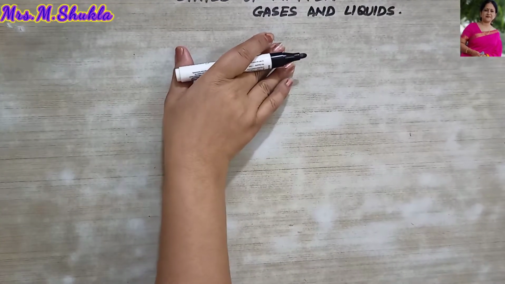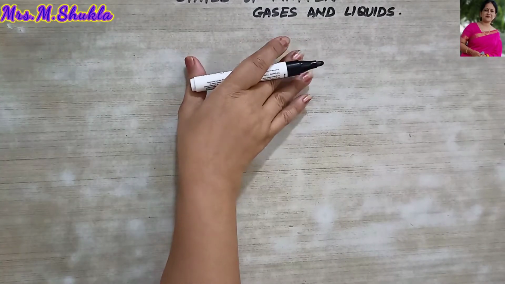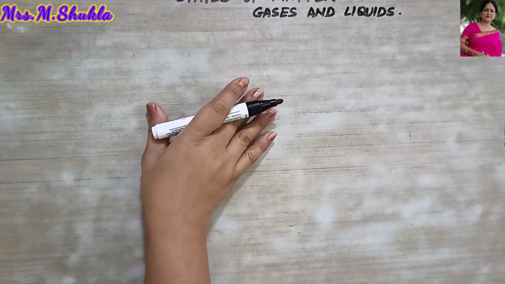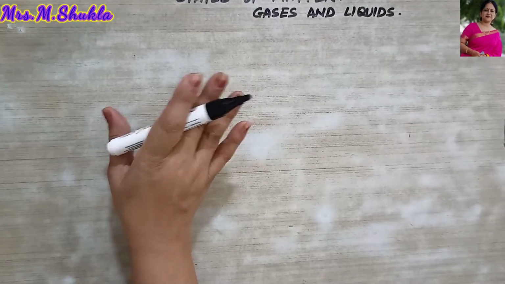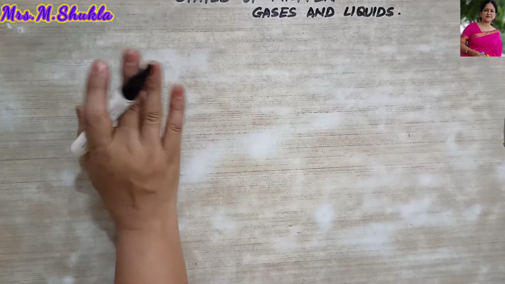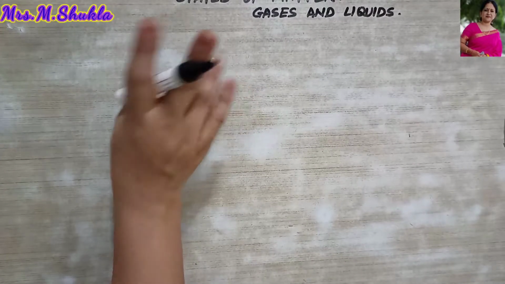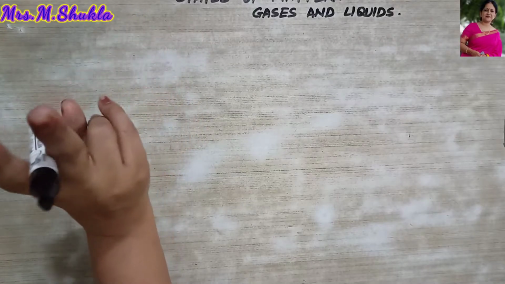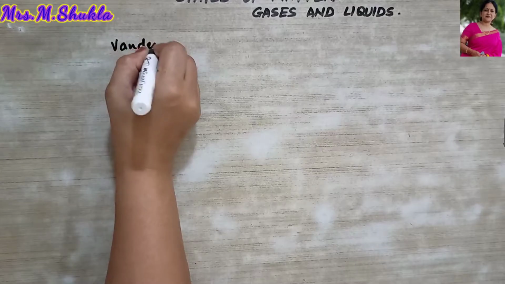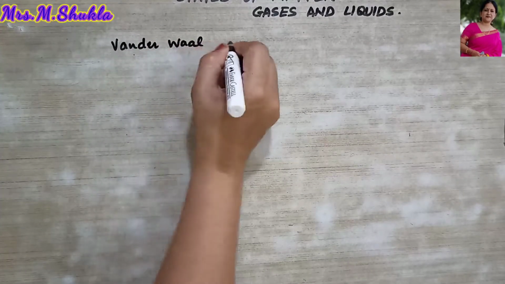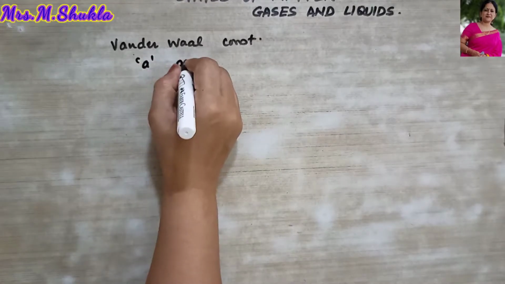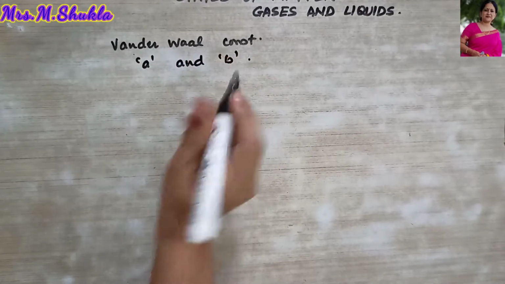So today in the states of matter chapter we are going to discuss the volume correction and the pressure correction. But before that, a little review of what we had done in the previous video. We had studied the two van der Waals constants. What were those van der Waals constants we had discussed? They were A and B, right?